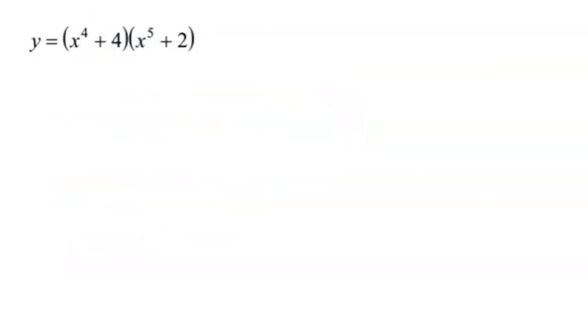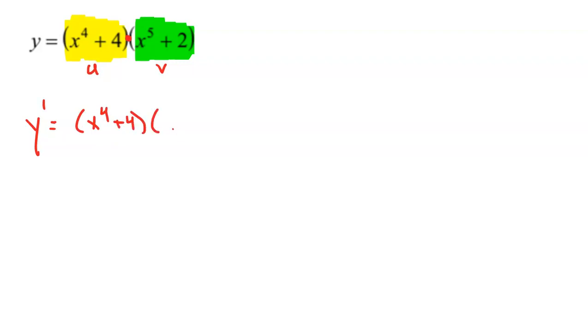All right, let's do another example. I have y, which is x to the 4th plus 4 times x to the 5th plus 2. So I got my u times my v. So the product rule tells me, because I'm multiplying two functions together, take u, x to the 4th plus 4, multiplied by the derivative of v, which is 5x to the 4th. The derivative of 2 is 0, don't need to write it down. Plus, now I'm going to start off with v, x to the 5th plus 2, times the derivative of u, 4x to the 3rd. Once again, the derivative of this 4 right here is 0, so I don't even have to write it. I'm done. That's the product rule. Completely finished.